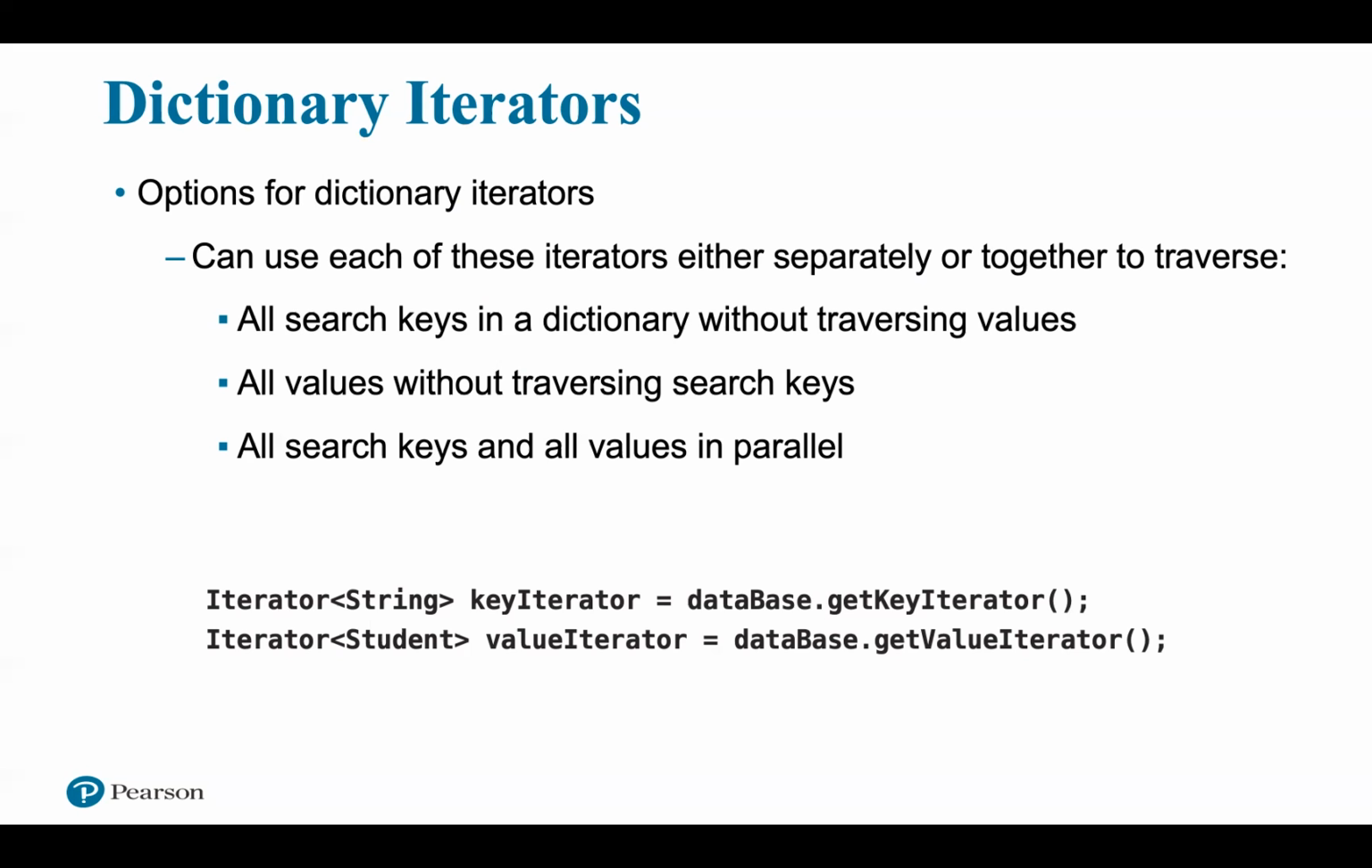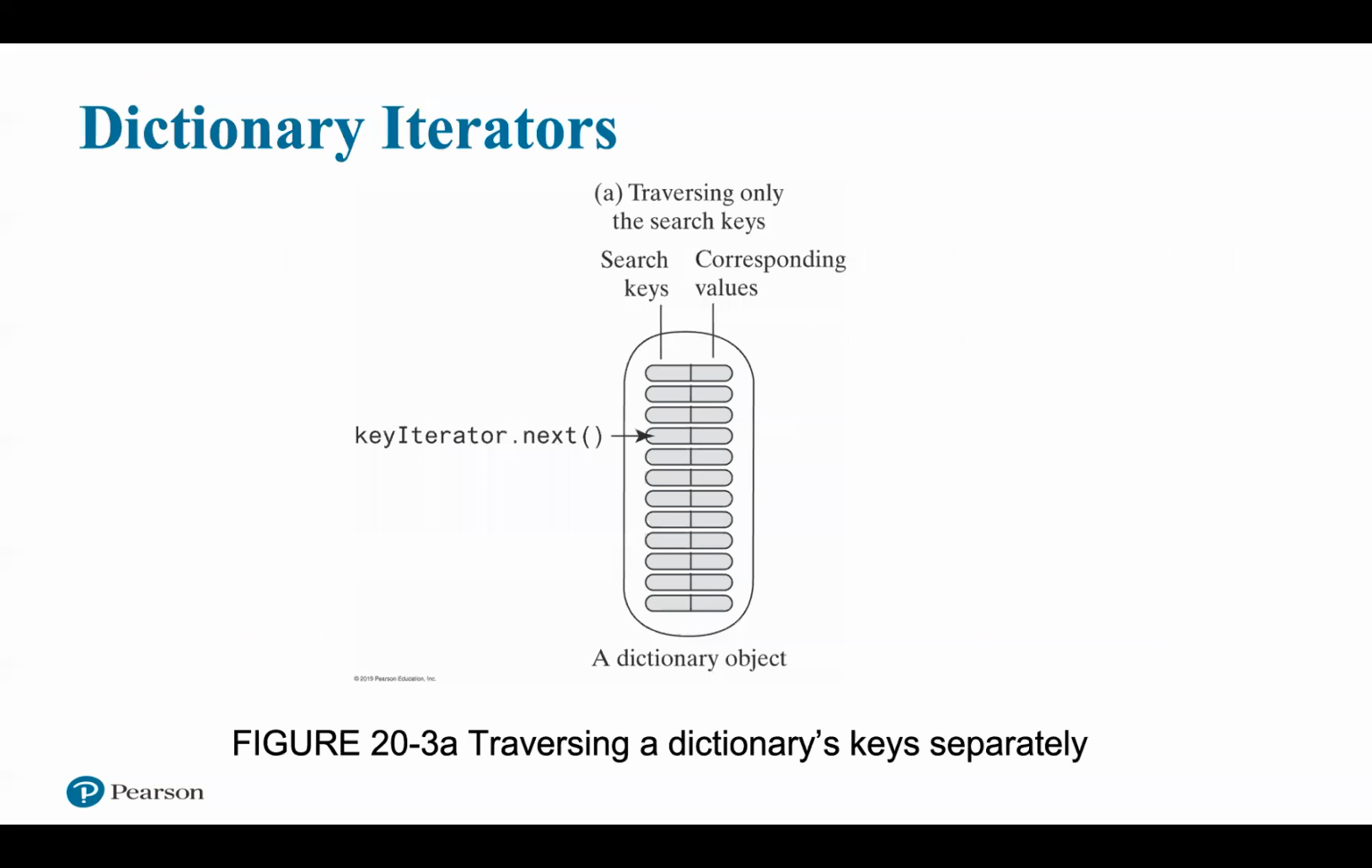Recall that the iterator specifies a generic type in its definition. Here we have defined an iterator for the string search keys and another for the student values. These iterators traverse a dictionary's entries sequentially in the order in which they appear in the dictionary. You can use each of these iterators either separately or together, as we're showing in Figure 23.